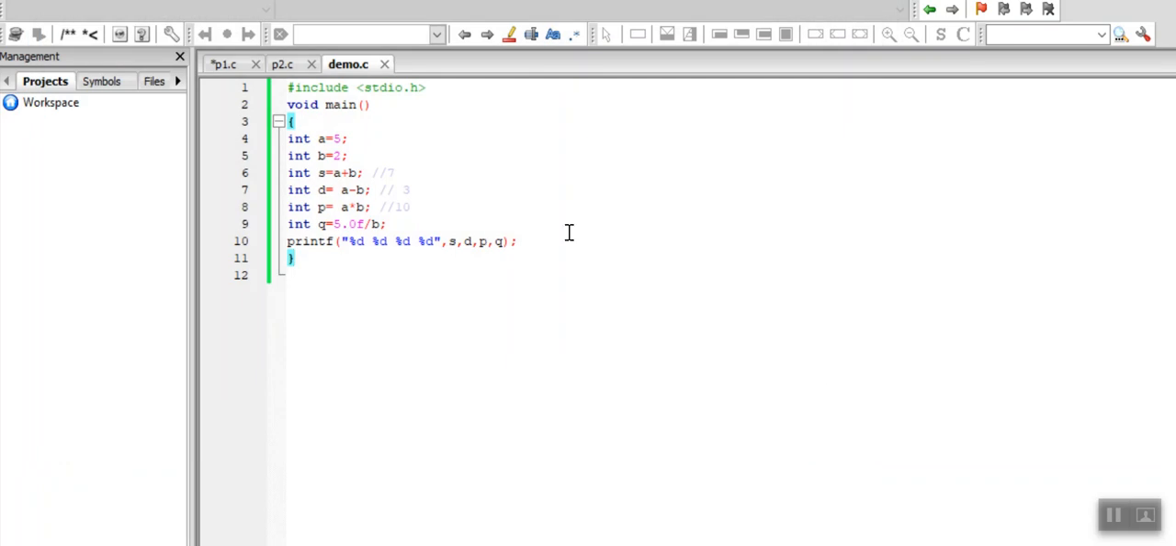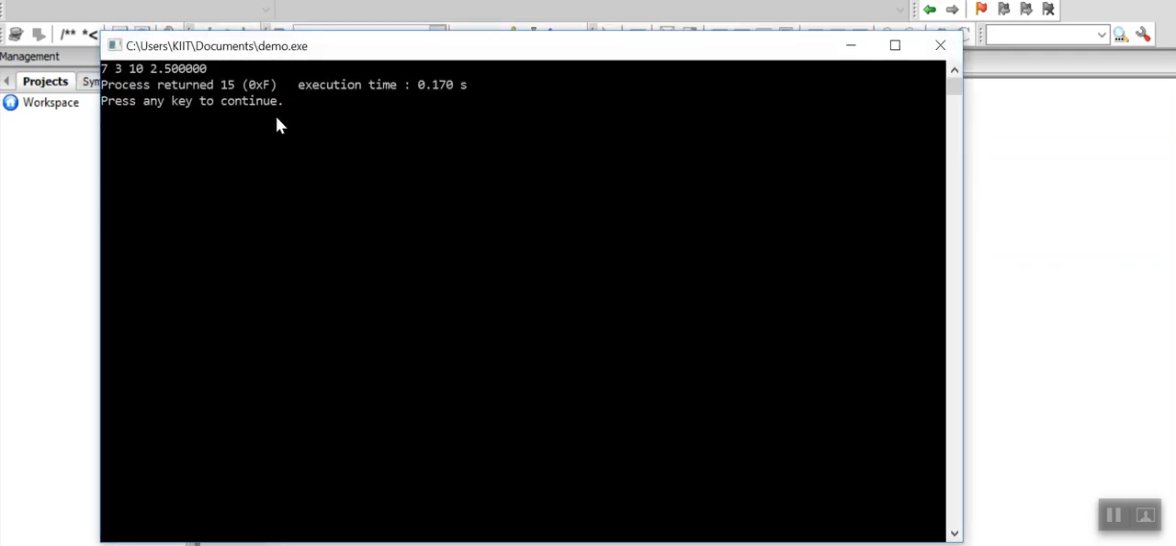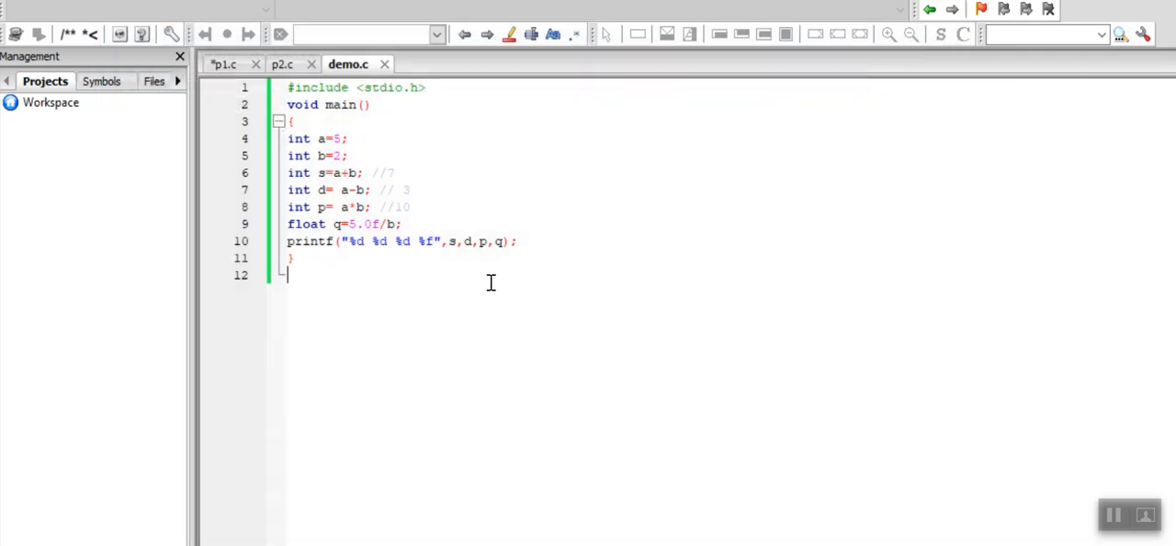Any guesses why? There are two reasons for that. First of all, this will make a float value, and we are trying to store it in an integer. So we must change this to float, and again, since q is a float, we must change this to f. Okay, and try to run it. 2.5. So that's it.